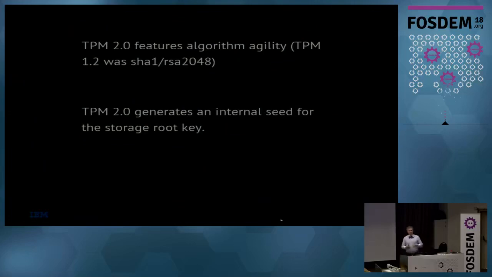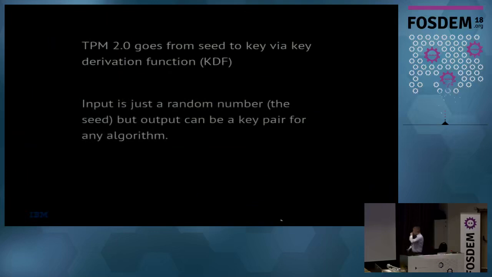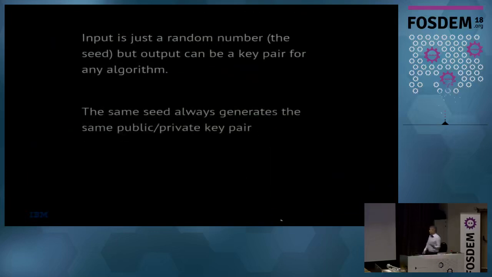The way TPM 2.0 works with its agile key handling is that instead of generating a key that sits at the top of these hierarchies, it generates what's called a seed. A seed is just basically a random number that can be used to derive a key. So the TPM 2.0 goes from seed to key via something called a key derivation function. These are sort of complex cryptographic things you don't need to understand. All you need to know is I place a long random number in, and the output I get is a public-private key pair for any algorithm. And obviously, if I put the same number in, I get the same key pair out. That's the essential thing of a key derivation function.